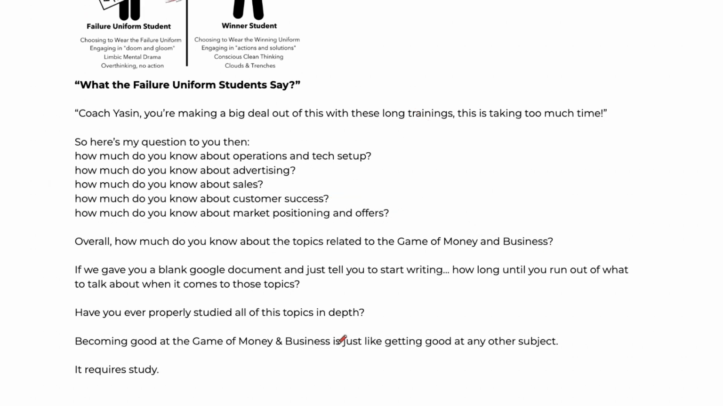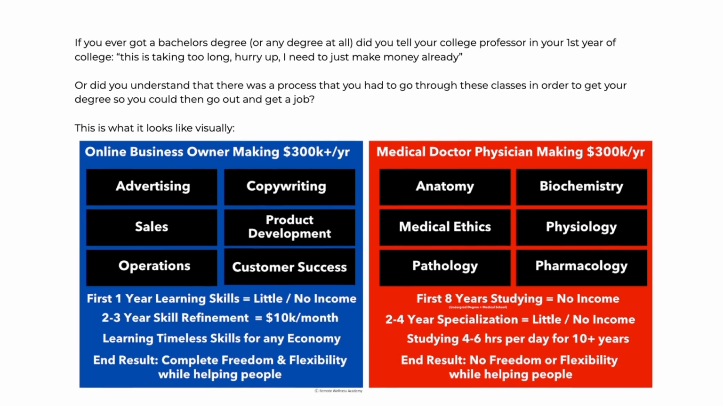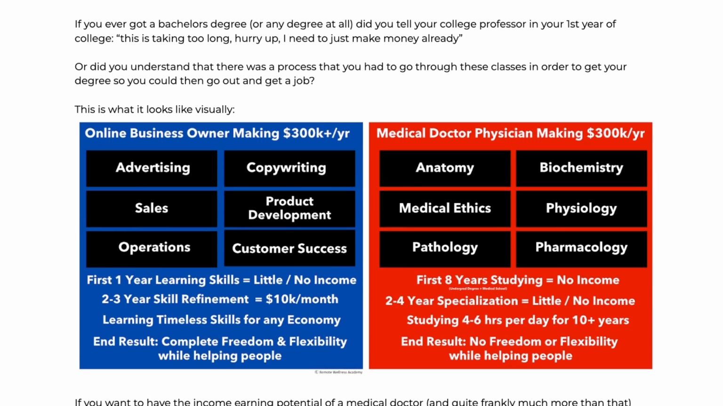It's exactly the same way that if you were to go out there and get a bachelor's degree, or any degree at all, maybe an associate's degree, right? Would you ever go to your college professor in your first freshman year and say, hey, Mr. College Professor, Chemistry 101, XYZ 101, Communications 101, this is taking too long. I need to hurry up and get through my 4-year degree. Can we hurry this up so I can make money already, right? Or did you understand that there was an entire process you had to go through in order to graduate with your bachelor's degree or your associate's degree or your master's degree, right? There was a process that you had to do.